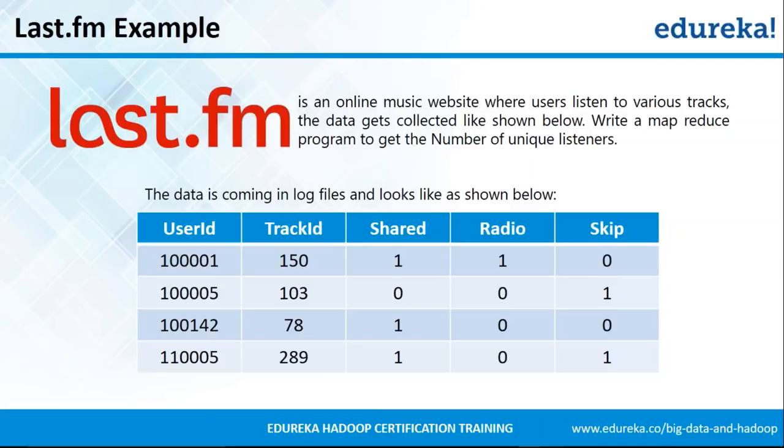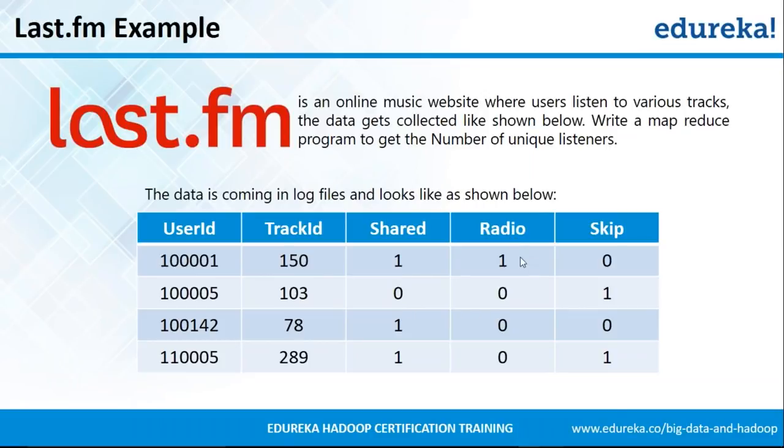Okay, now in this, what last.fm does is, it has data for every user or every song that is played. Okay, this is how the data is stored. We have user ID, we have track ID. Track ID is nothing but the song ID. We have shared. Shared means whether this song was shared or not. So if 1 is there, it was shared. 0 is there, it means it was not shared.